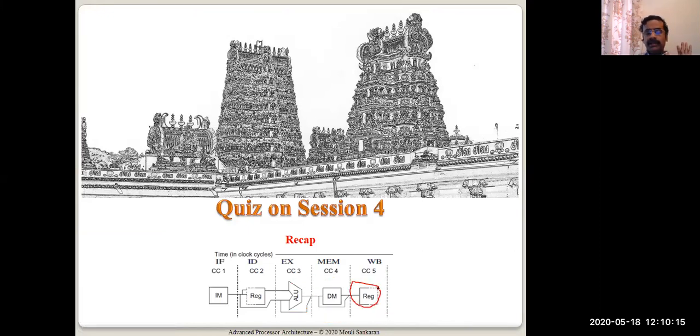The result is written into the register set here, write back, and then it goes out. That means the instruction execution is completed. So this is what is happening in a pipeline. Now you are all ready for answering the questions.